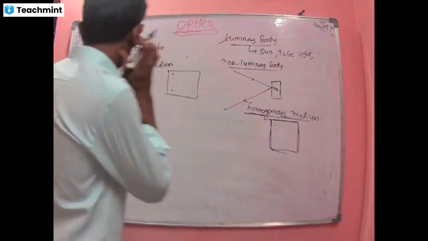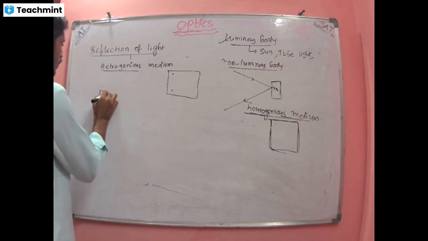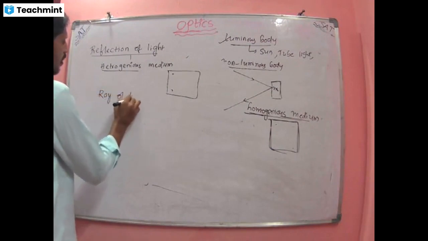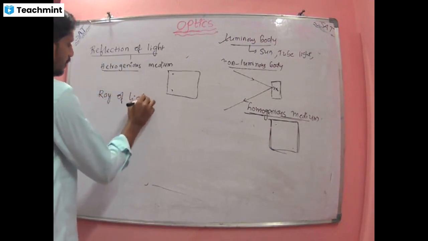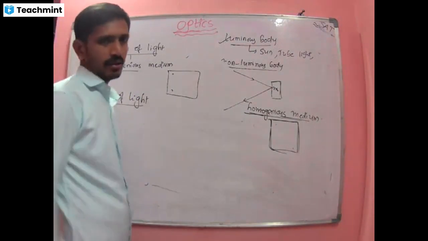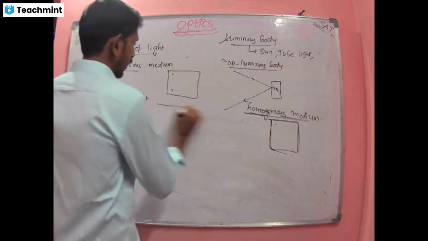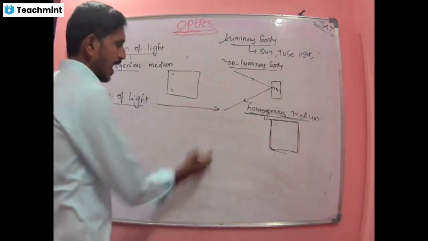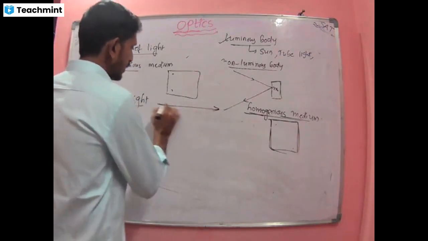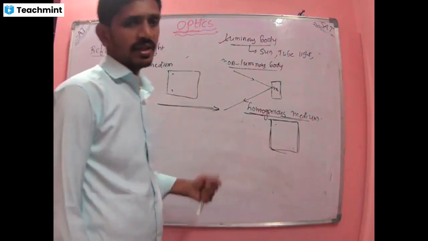Okay, next, the ray of light. What is a ray of light? It is a path through which light can travel. So this is my ray of light. This arrow indicates the direction, and the ray indicates the path through which light can travel. That is called a ray of light.